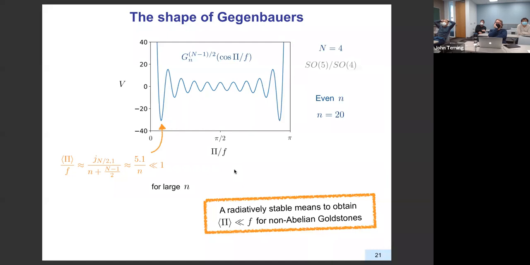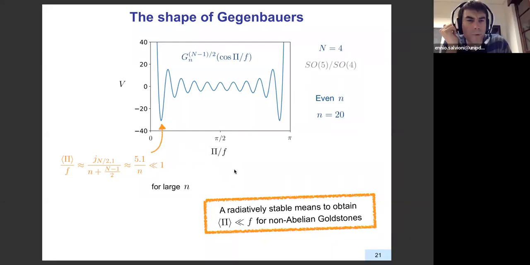Is it blowing up at 0? The potential? I don't think it is blowing up. I think it is going to a finite value that is not in the plot.